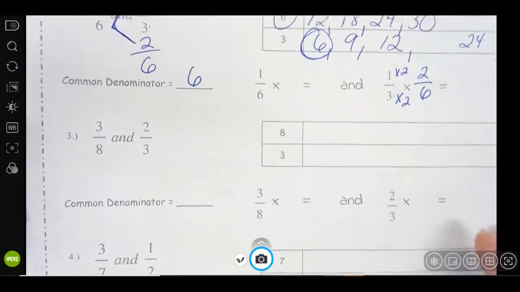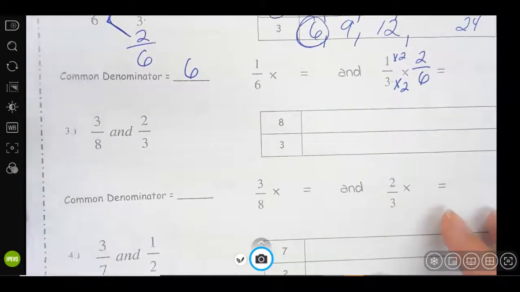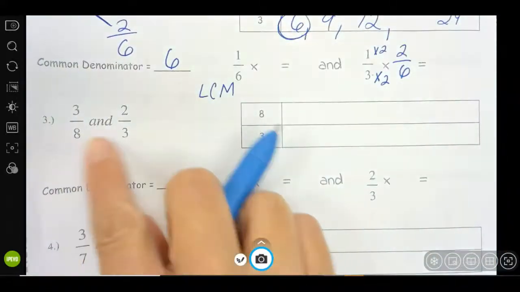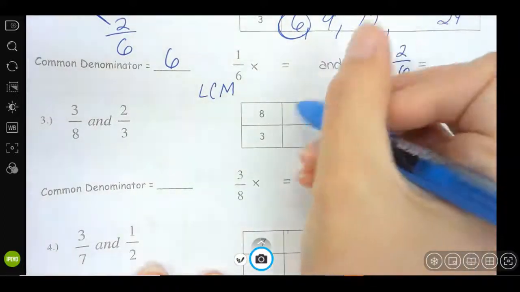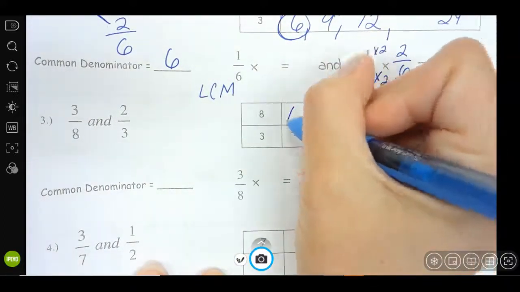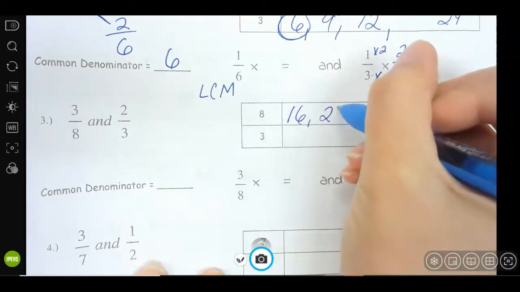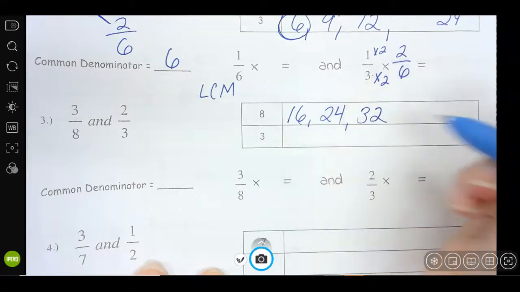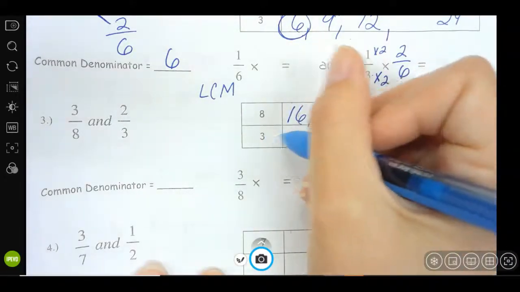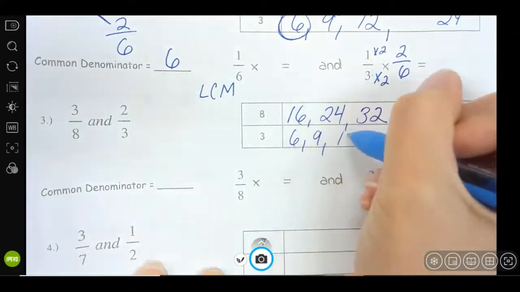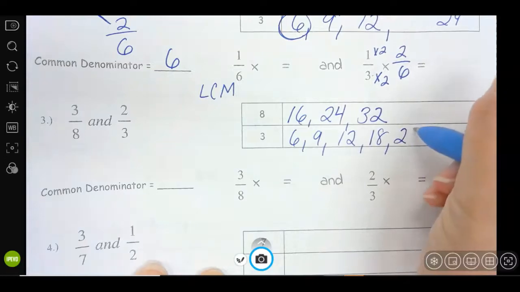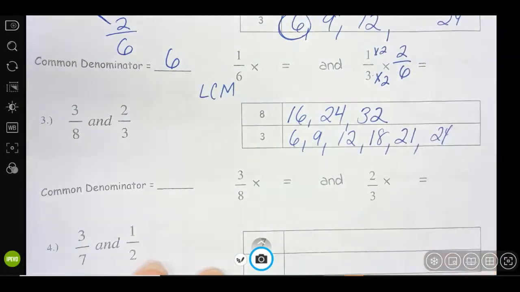We'll do number 3 as one more practice. So we're going to find the least common multiple of 8 and 3 to find a common denominator. Help me skip count by 8. We have 8, 16, good, 24. And then we have 32, right? Okay, if we're skip counting by 3, we have 3, 6, 9, 12, 18, 21, 24. So what's our least common multiple?